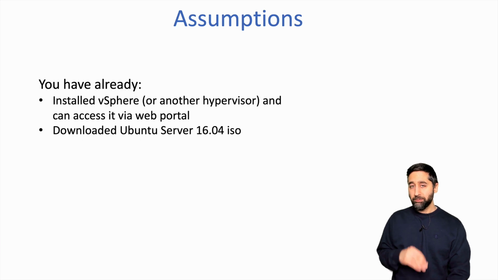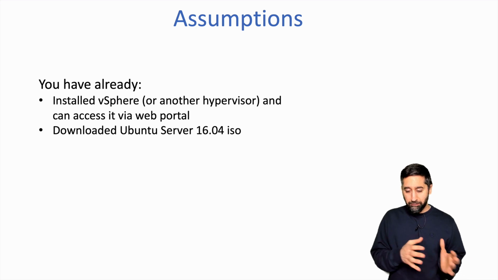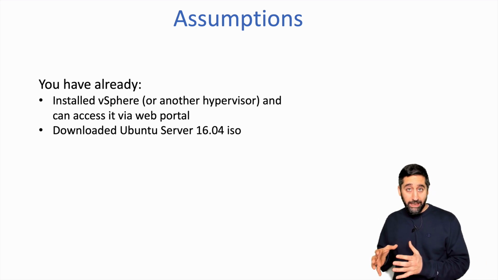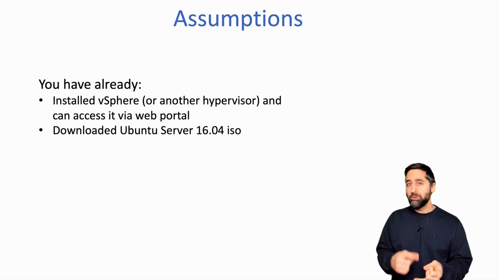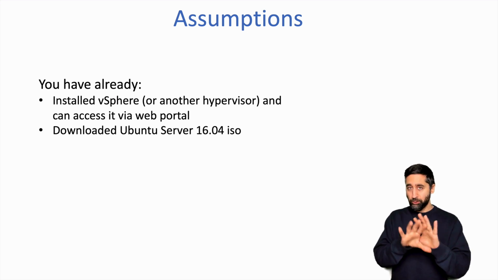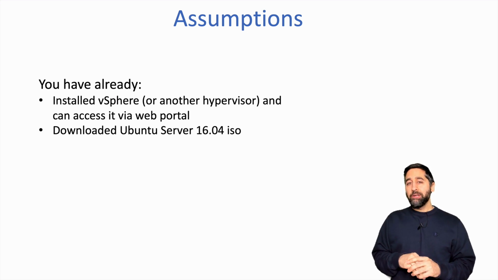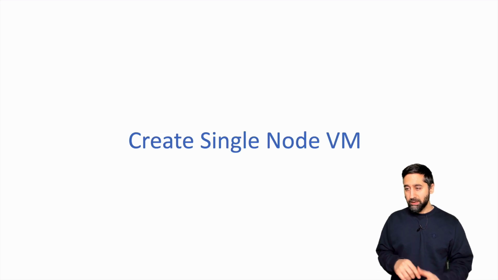Now, my assumption to you is that you have already installed some type of hypervisor. Again, if you are going down the route that I have gone, or you have a VM with those prereqs, again, 8 CPU, 64 gigabytes of RAM, and minimum 100 gigabytes of storage, that's my assumption that you have that ready. And you have also downloaded Ubuntu Server 16.04. So with that being said, let's get started.